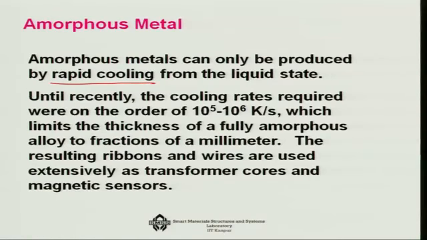Now, until recently the cooling rate required is of the order of 10 to the power 5 to 10 to the power 6 Kelvin per second. So fast you are supposed to cool it if you want to really make a metal amorphous. So, naturally, even if you can make it, you can make it only to a fraction of a millimeter thickness. That means you can make ribbons and wires, etc., which you can use for transformer cores or as magnetic sensors.